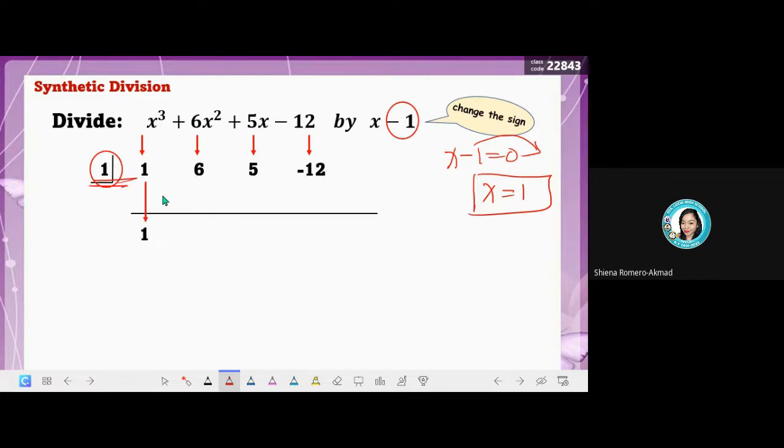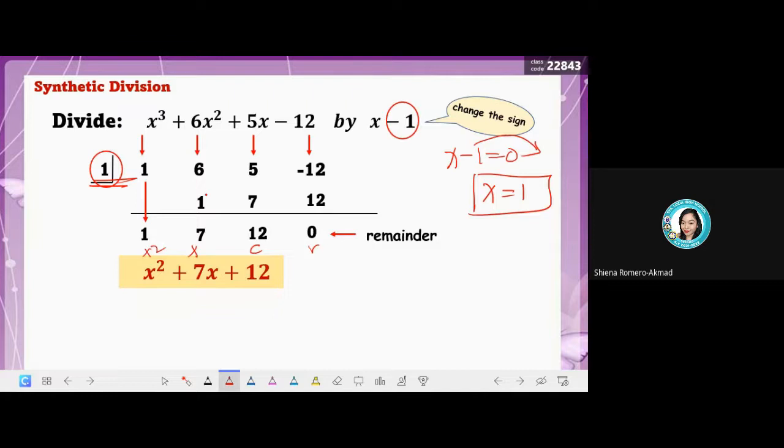Okay, next, bring down 1. 1 times 1 is 1, plus 6 is 7. 7 times 1 is 7, plus 5, 12. Times 1 is 12, plus negative 12 is 0. So this will be the remainder. This is the constant. This is x squared. Ayan. So magiging answer natin is x squared plus 7x plus 12.